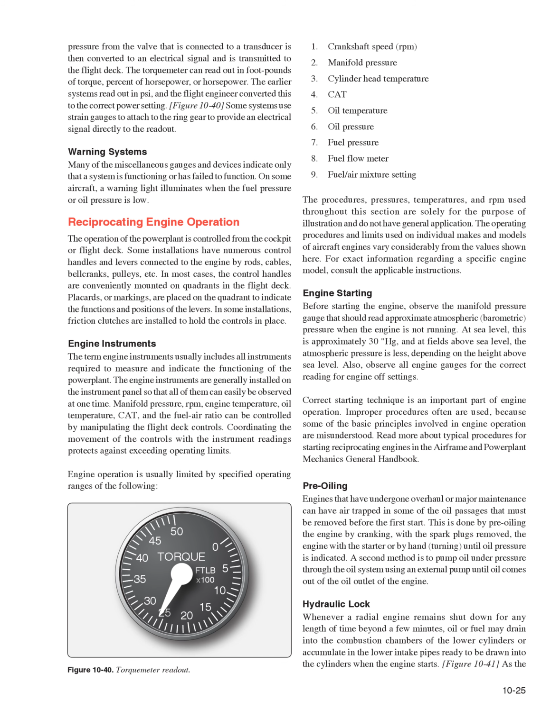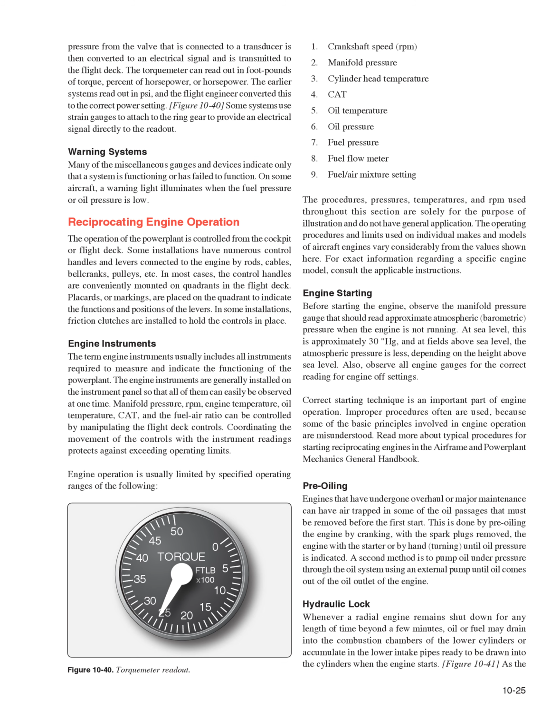Engine instruments. The term engine instruments usually includes all instruments required to measure and indicate the functioning of the power plant. The engine instruments are generally installed on the instrument panel so that all of them can easily be observed at one time. Manifold pressure, RPM, engine temperature, oil temperature, CAT, and the fuel-air ratio can be controlled by manipulating the flight deck controls. Coordinating the movement of the controls with the instrument readings protects against exceeding operating limits.